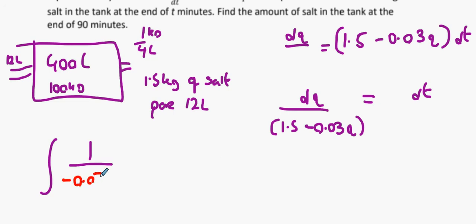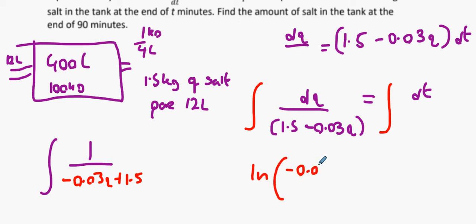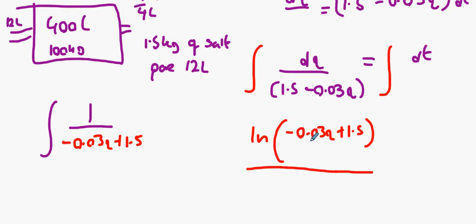Now it's not an x, it's a q, so it's minus 0.03q plus 1.5. When you integrate that, it's going to be ln of all of this, minus 0.03q plus 1.5, but then you're going to have to divide by the number that comes in front as the coefficient, which is minus 0.03. Awesome.